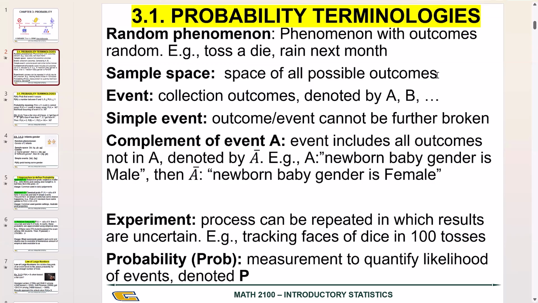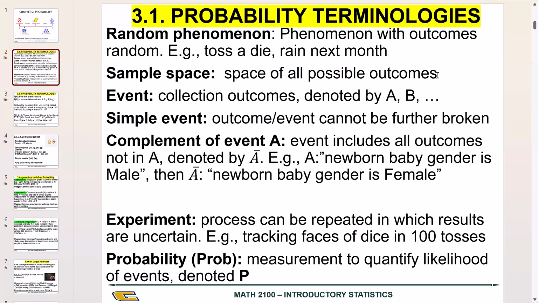The simple event is an outcome or event that cannot be further broken down. So for example, if you toss a die, the simple events will be 1, 2, 3, 4, 5, 6. But say if you consider the event where the face landed will be an odd number, this event is not a simple event because it can be broken down into 1, 3, 5, right?